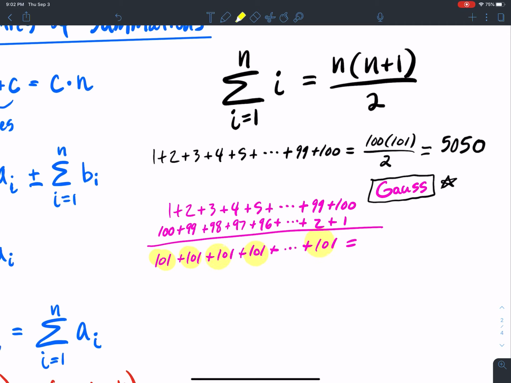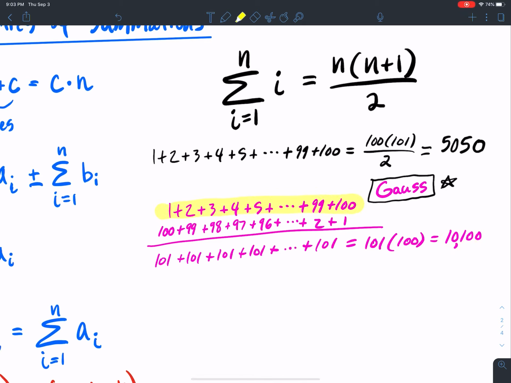How many of those pairs do you have? Well, how many numbers are there? There are actually 100 numbers. So how many times are you adding 101? Well, you're adding 101 100 times. So if you just multiply those two numbers together, then you get your answer of 10,100, okay? But what's the problem here?